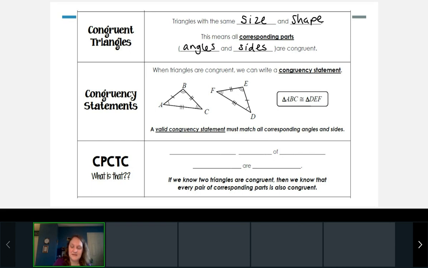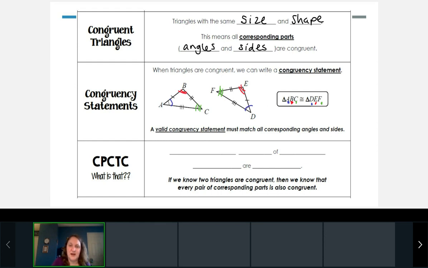So, for example, in this picture, angle A has one arc on it, and so does angle D. They're congruent. So when I write my congruent statement, angle A and angle D have to be in the same spot. And then you see that angle B has two arcs on it, and so does angle E. So they're corresponding and congruent. So when I write my congruent statement, B is in the middle, E is in the middle. And of course, C has three arcs on it, so does F. So C has to correspond to F when I write the congruent statement.